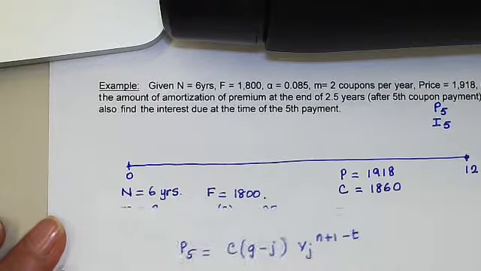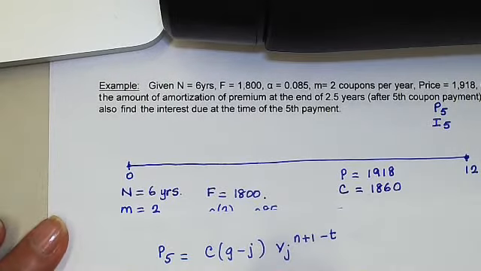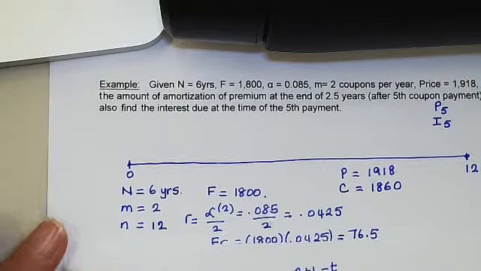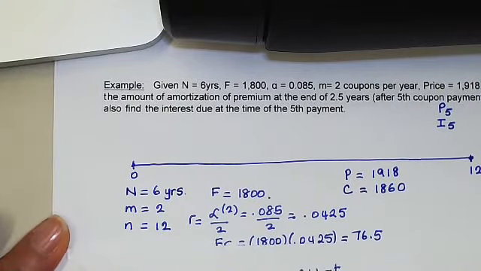Let's get this out of the way first. Let's say you're in your exam, you're doing a multiple choice test, which you will have on your day of your final, right? And it's asking you for P5. What are you going to do? Do we have C? 1860. Do we have G?